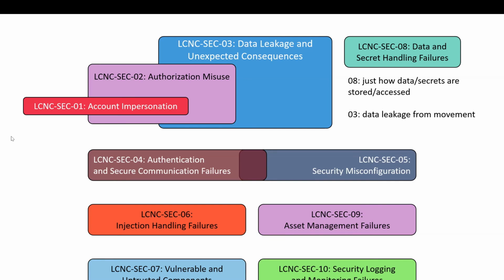The size of the overlap, you shouldn't take too much meaning from that. I was going more for clarity than I was trying to reflect that 20% of account impersonation is in data leakage and unexpected consequences. But from this diagram, I can frame the top 10 and use that to help improve security awareness in our citizen developers. And it's far more practical than hundreds of pages of content.